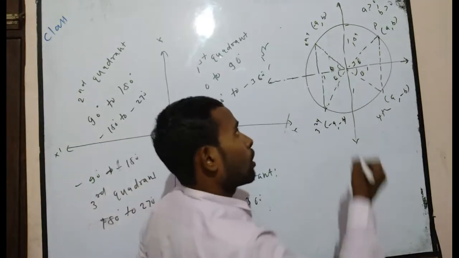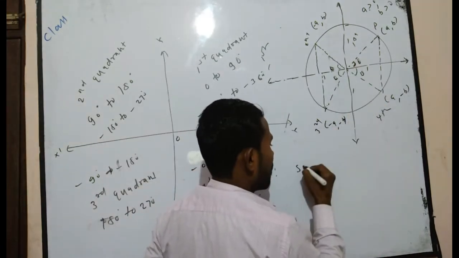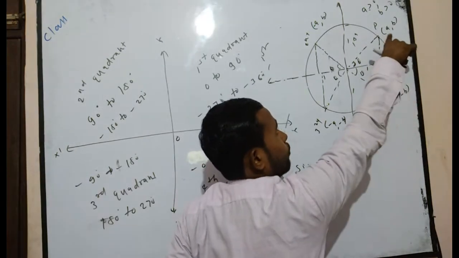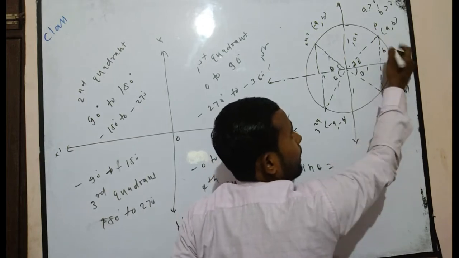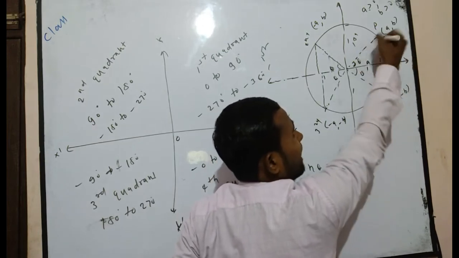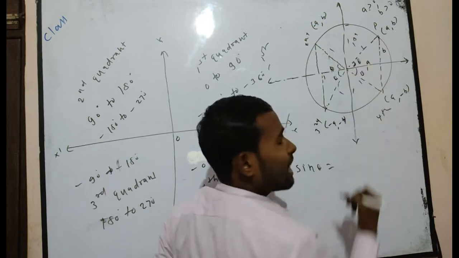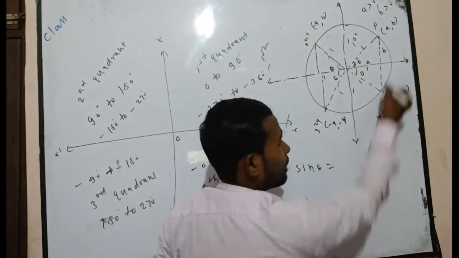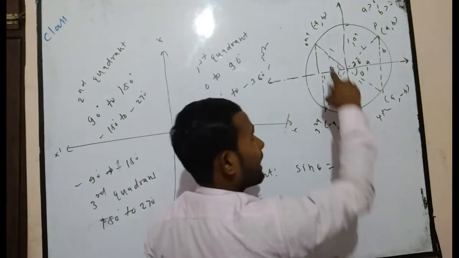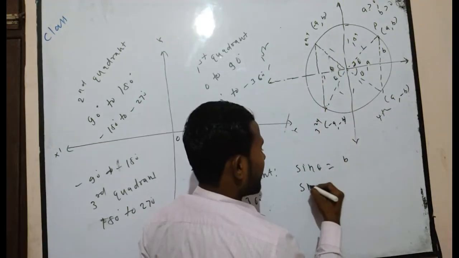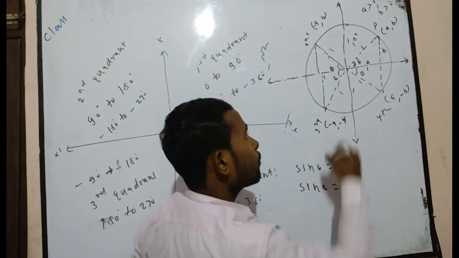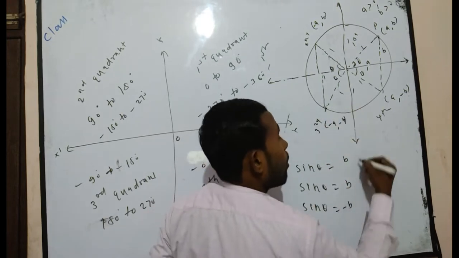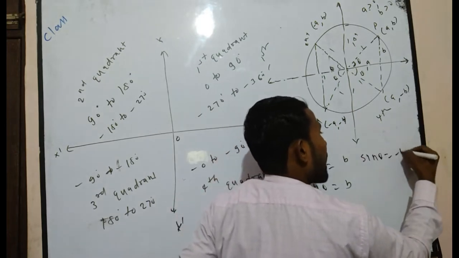Now, if I ask you, can you define sine theta in the first quadrant? What can you say about sine theta? Sine theta is simply perpendicular by hypotenuse. Here perpendicular is equal to B, base is A, and hypotenuse is always 1, as you know it is a unit radius circle. So sine theta is simply equal to B. If you take the second quadrant, you can also say sine theta is similarly B. In the third quadrant, sine theta is equal to minus B, and in the fourth quadrant sine theta is also equal to minus B.